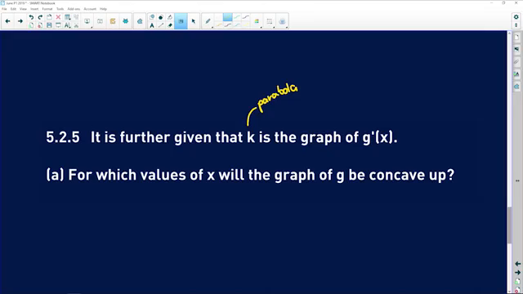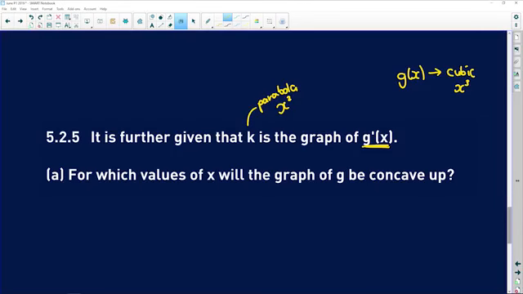Okay, so we've been given that there's some function g which will be a cubic. Because remember, if you have a parabola, which is a quadratic, it's in x squared. If it's the derivative, which is g prime of x, it means that the original function is going to be a cubic in terms of x cubed. Okay, so A, for which values of x will the graph of g be concave up?